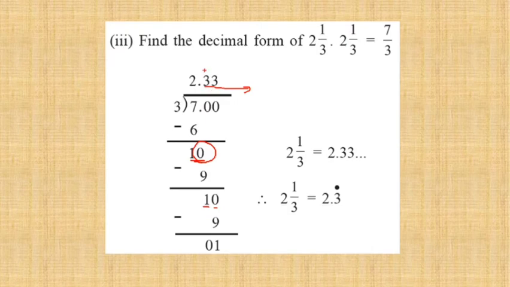So my 3 is getting repeated. So I will use 1 dot on the head of 3. So what is my answer? 2 1 upon 3 is equal to 2.3 dot. You have to say it as overhead dot. You cannot simply say dot, overhead dot.